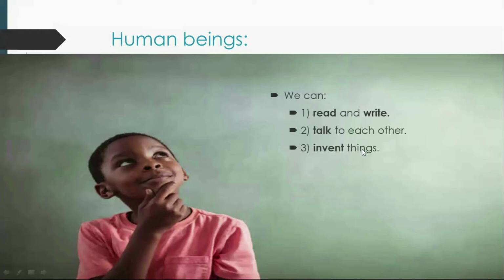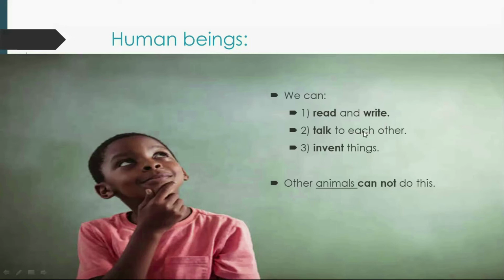Now, can you say the cat in your home has invented a fan? No. But if you say that some human being has invented a fan, then can I believe you? Yes, I can, because human beings can invent things. Other animals cannot do this. Other animals cannot read. They cannot write. They cannot talk to each other. And they cannot invent things.